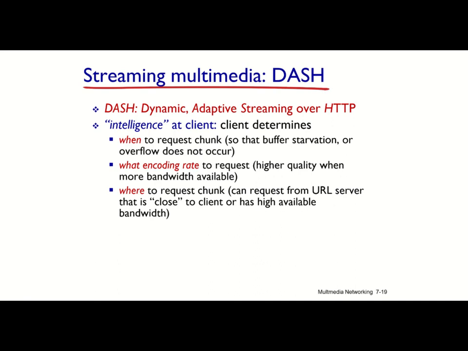So in the DASH protocol, the client is the one who decides when to request a chunk, what encoding rate to request, and where to request a chunk, because sometimes a chunk can be available at different URLs, and the client has to decide which one has a higher available bandwidth to choose.